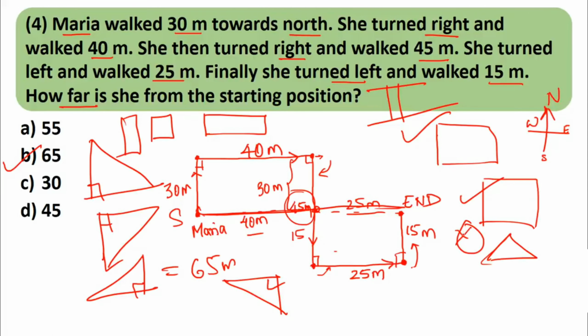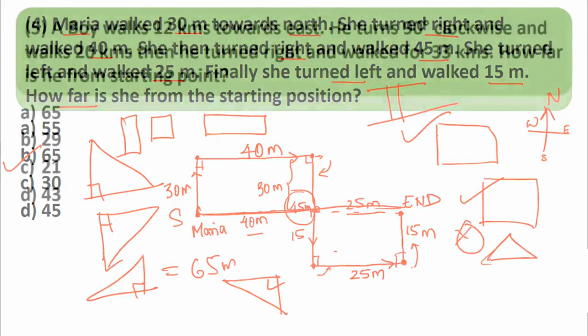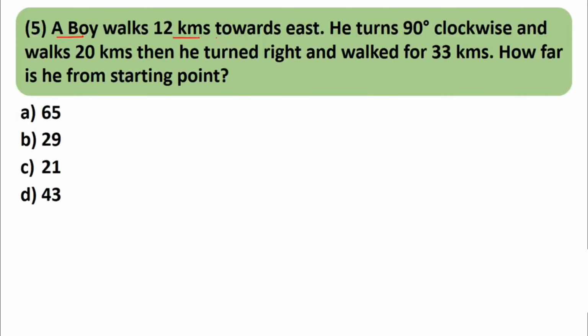Now, moving to question number 5. A boy walks 12 kilometers towards east. He turns 90 degrees clockwise and walks 20 kilometers. Then he turned right and walked for 33 kilometers. How far is he from the starting point?